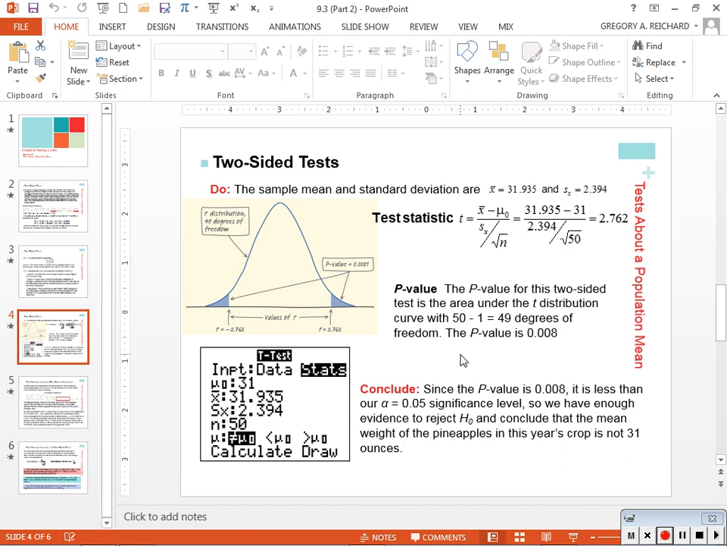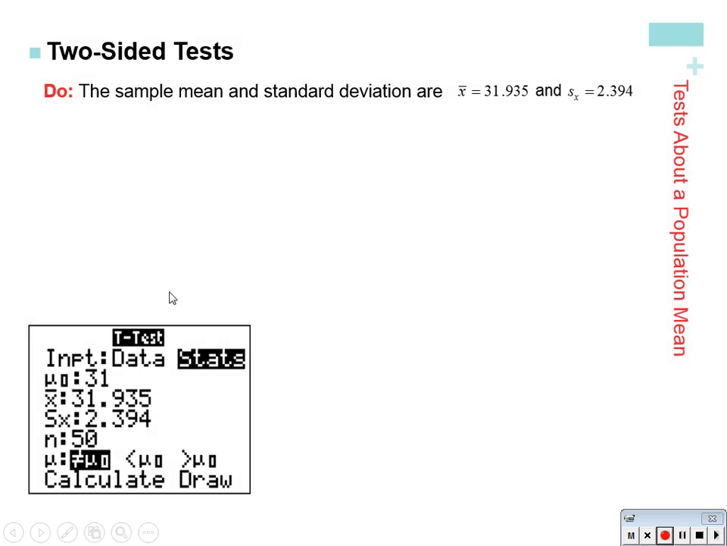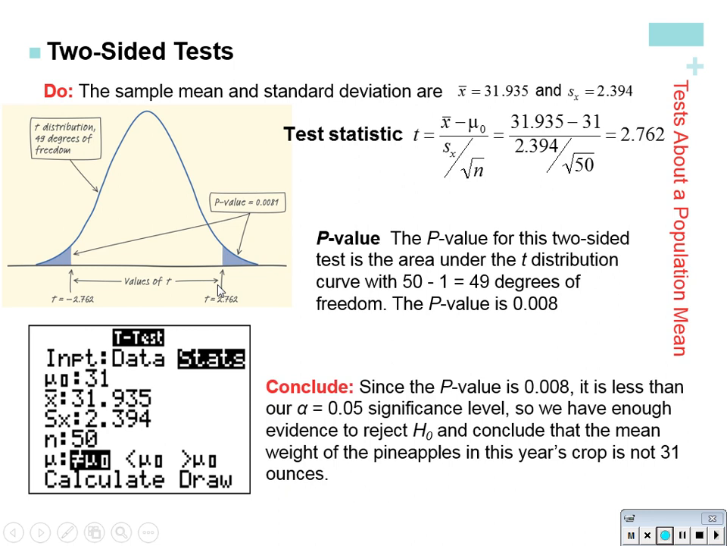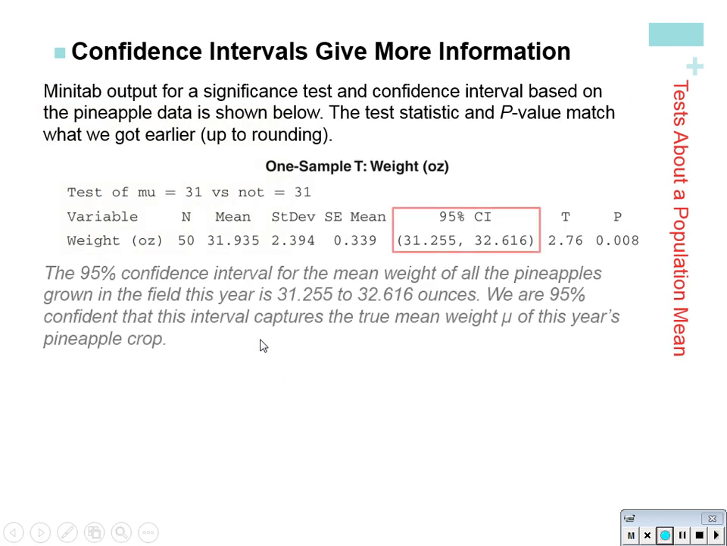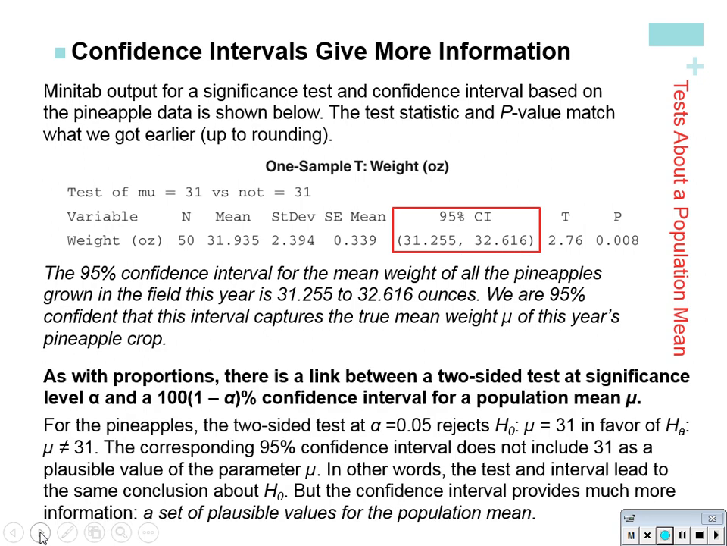So one of the things that we typically do with this type of situation is we follow up our conclusion with a confidence interval to say exactly how much, to come up with an estimate for what we think the true mean weight is. So the confidence interval here, and I sort of gave you what these values were for this, and once again we'll talk about this in the calculator as well, but the confidence interval for this would be 31.255 to 32.616.